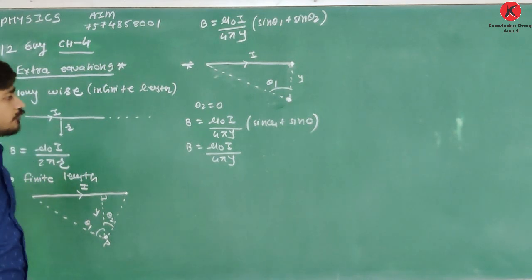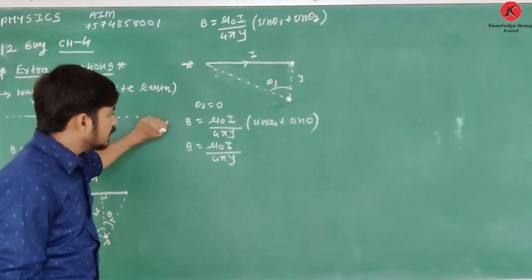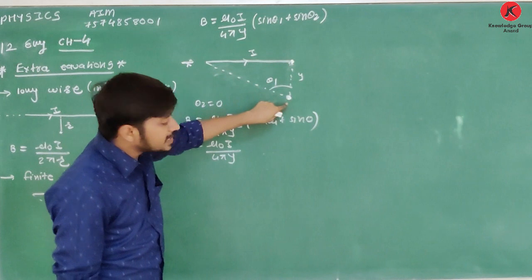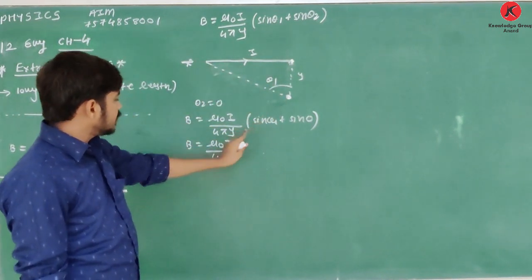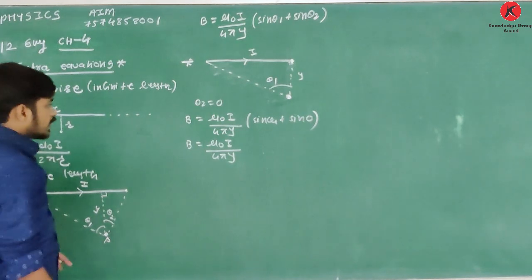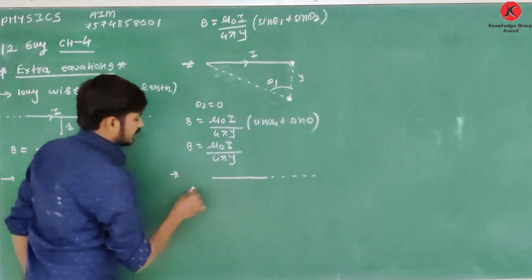Okay, so yes, if you have to find the magnetic field at any end of this wire, then you will get B equal to mu 0 I upon 4 pi y.